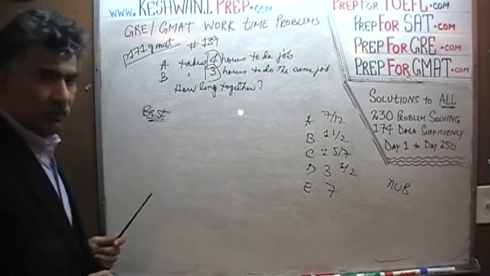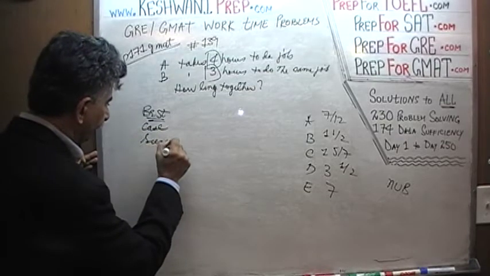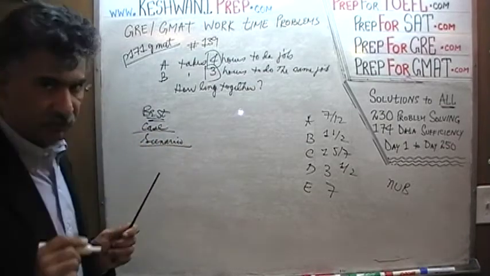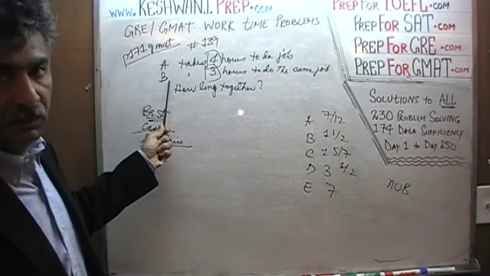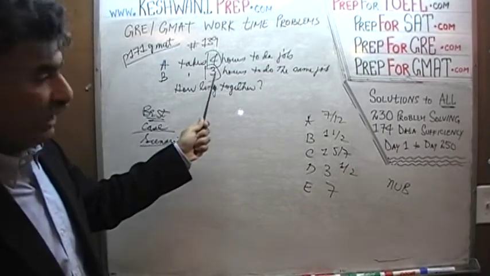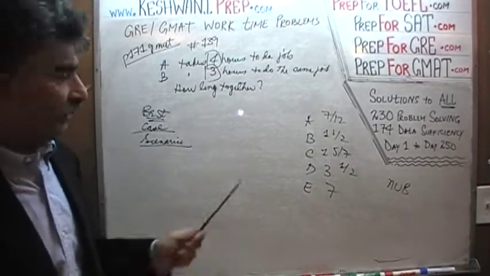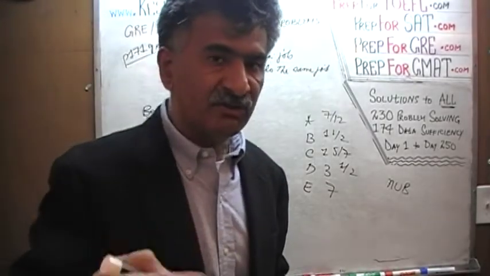Ask yourself, here's the best case scenario. What would have happened? Simple question we ask ourselves. What would have happened if both A and B were able to finish the job in 3 hours? We are told that B finishes the job in 3 hours, A finishes the job in 4 hours. In other words, B is faster. What if A all of a sudden started working as fast as B?